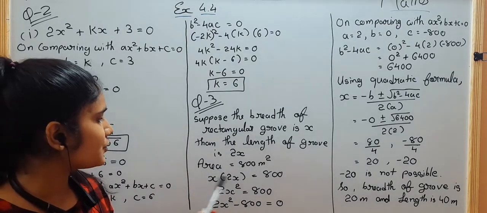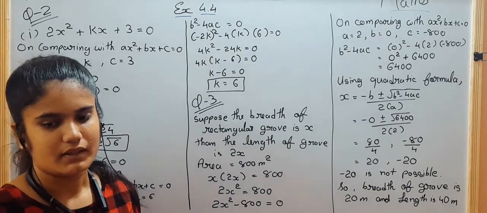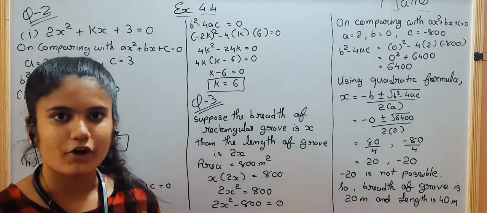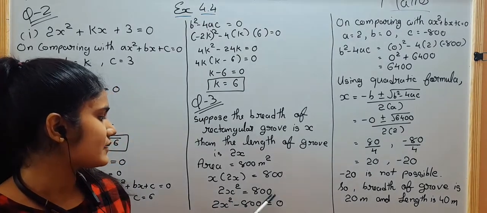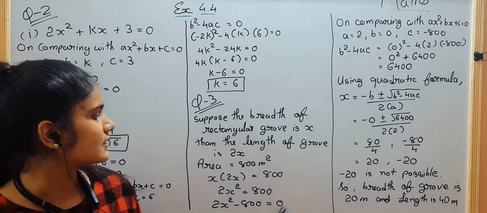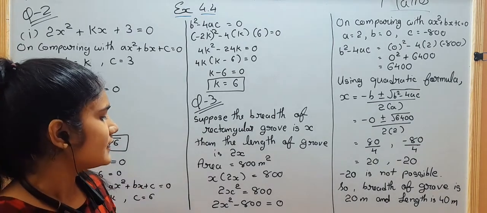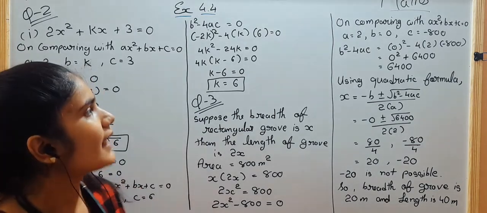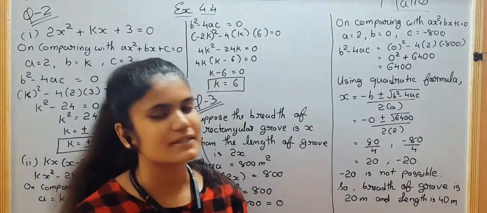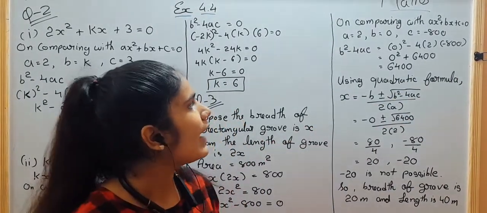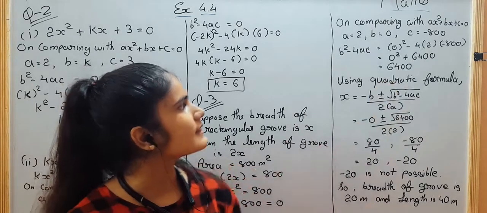So x into 2x is equal to 800. Using the rectangle's area formula, 2x square is equal to 800, so 2x square minus 800 is equal to 0. This is a quadratic equation form, and now we will compare it with ax square plus bx plus c equals 0, and we will get the values of a, b and c.